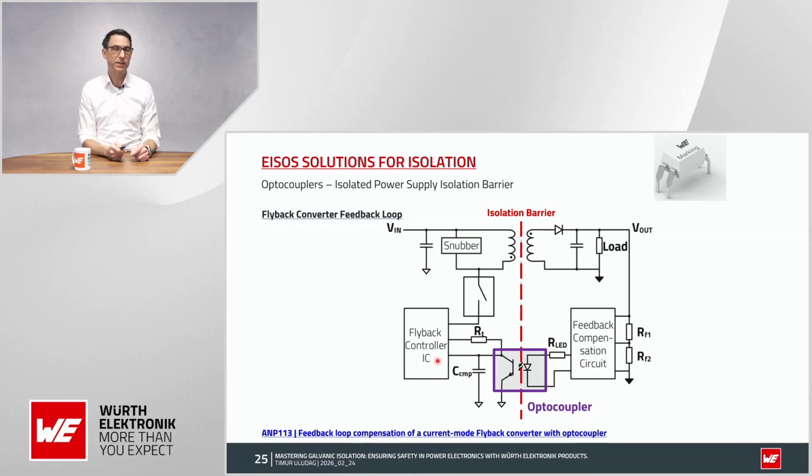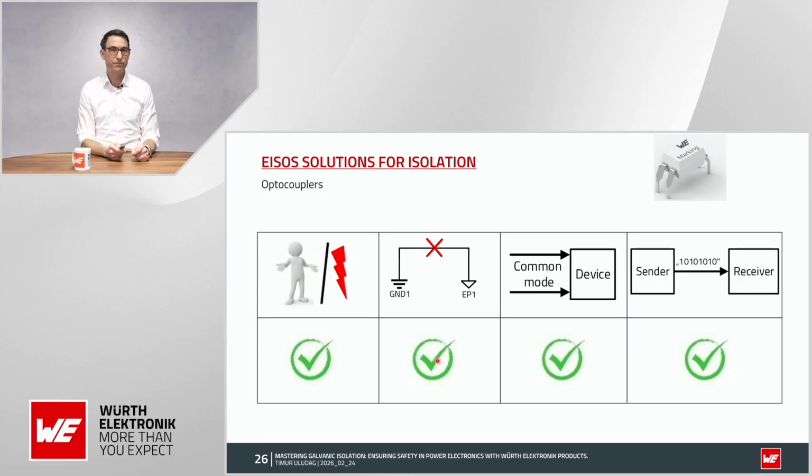Which isolations can I build up with an optocoupler? Due to their design, optocouplers have the following isolation properties. First of all, they have a safety barrier between hazardous voltages and a user. Second, you can make a separation of ground loops between spatial circuits. Third, minimization of common mode interference and interference-free data transmission.